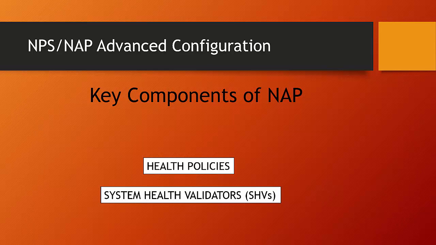Health policies themselves, though, do not determine what happens to healthy and unhealthy connections. So in turn, health policies are used by network policies. Now, network policies decide what happens next, really. If a connection matches the healthy health policy, then the connection will be granted unrestricted access. If the network policy matches the unhealthy health policy, then the connection will be given restricted access. So it's the network policies that determine what should happen based upon the results of the health checks that have been carried out.